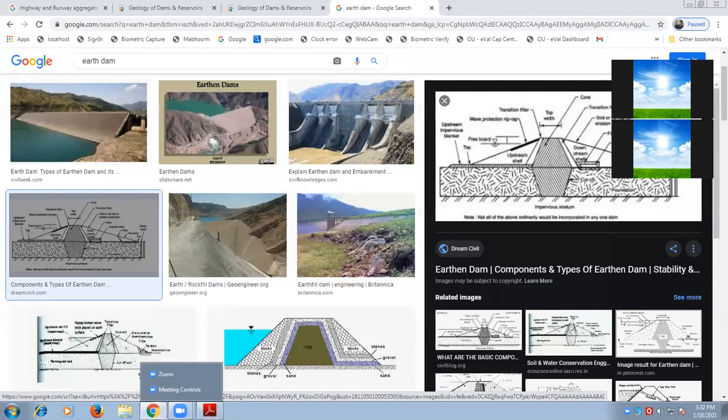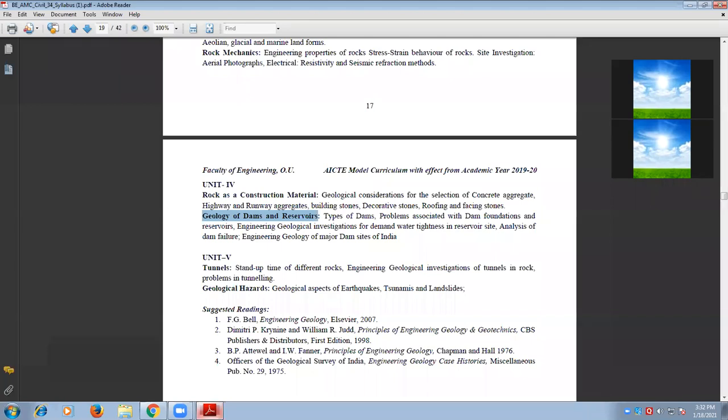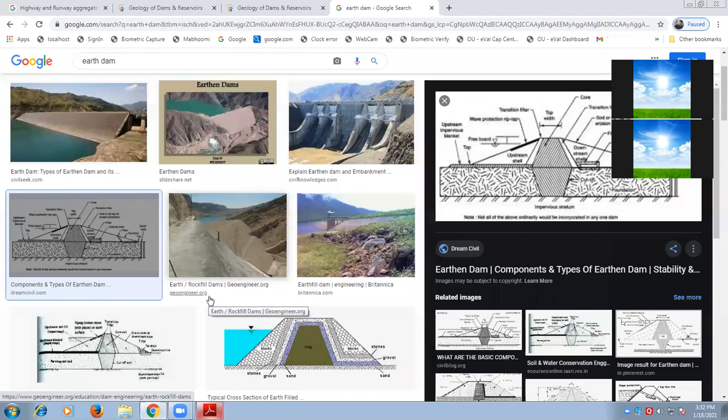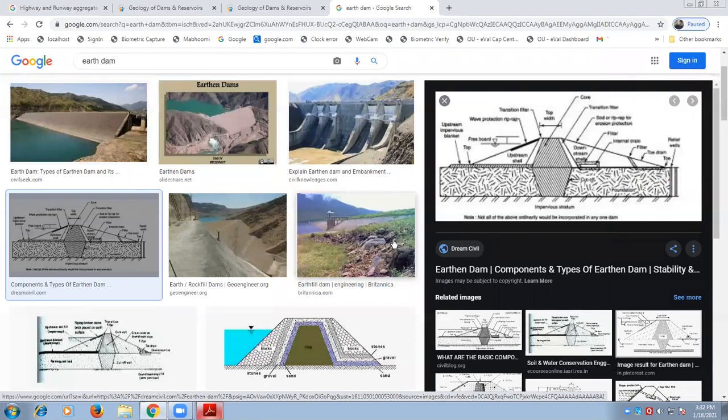Then dams on jointed and permeable rocks. Sometimes dams may be constructed on jointed or permeable rocks. But as you know, permeable rocks would allow water to percolate inside them, and there would be an uplift pressure. Due to this uplift pressure, the water would be leaked from the reservoir. Okay, and this could cause the sliding of the structure.